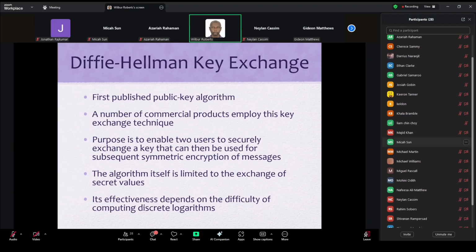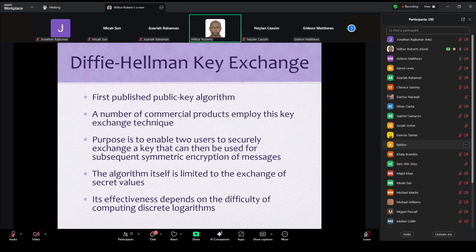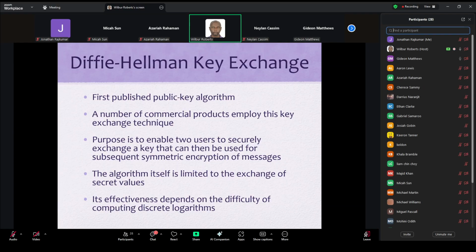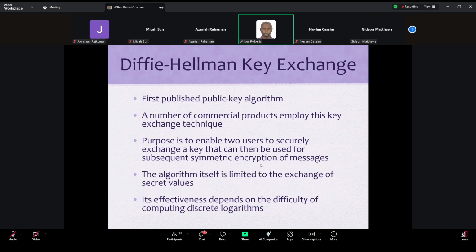A number of commercial products employ this key exchange, and the purpose is to enable two users to securely exchange a key that can then be used for subsequent symmetric encryption of messages. The algorithm itself is limited to the exchange of secret values, and its effectiveness depends on the difficulty of computing discrete logarithms.